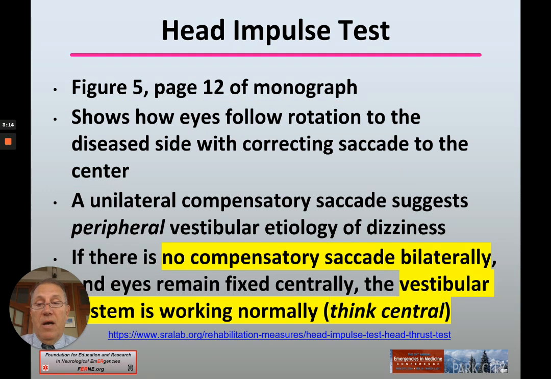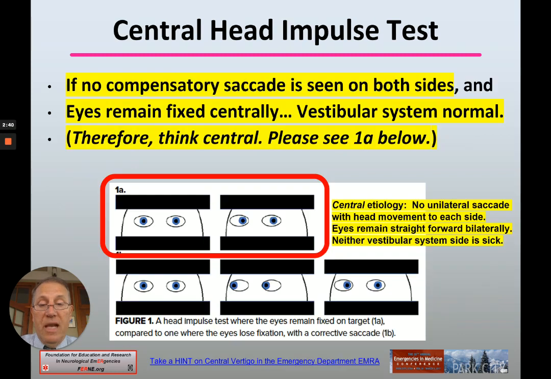If we go to page 12 of the monograph regarding the care of the dizzy patient, this monograph shows how eyes follow rotation to the disease side with a correcting saccade to the center. A unilateral compensatory saccade suggests a peripheral vestibular etiology to the dizziness. If there is no compensatory saccade bilaterally and the eyes remain fixed centrally, which is normal, the vestibular system is working normally on both sides, therefore think a central etiology.